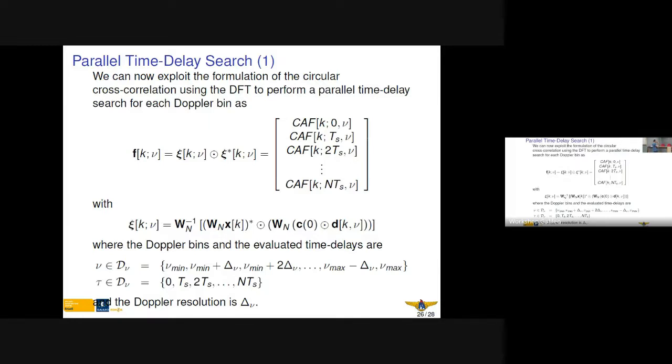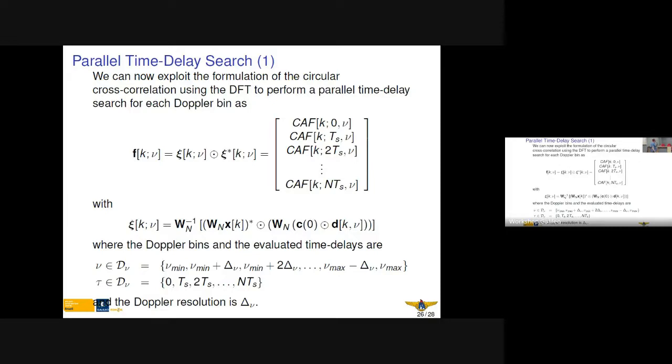And we can then put several Doppler bins. So we will change the Doppler here. And the output is where the Doppler bins and the evaluated time delays are. The evaluated time delays are automatically given by the vector Xi. And for each Doppler value that we can choose from this set here, we have a vector Xi.